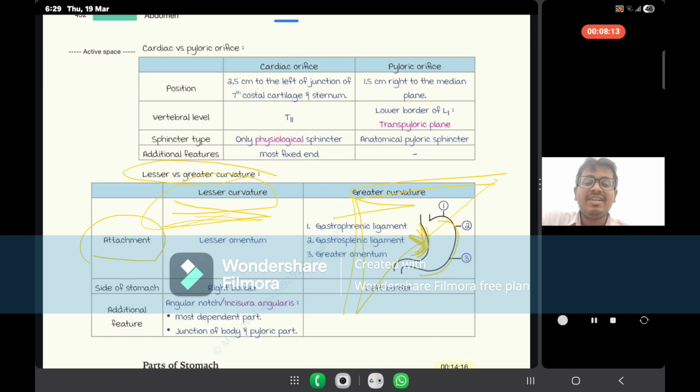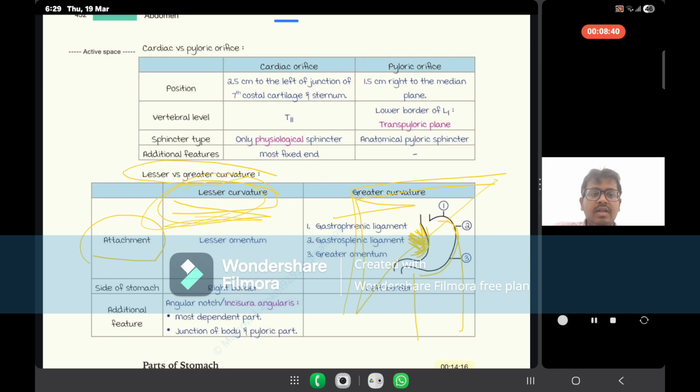Do you understand now? The attachment from the inferior surface of the liver to the lesser curvature of the stomach is the lesser omentum. And where is the greater omentum?